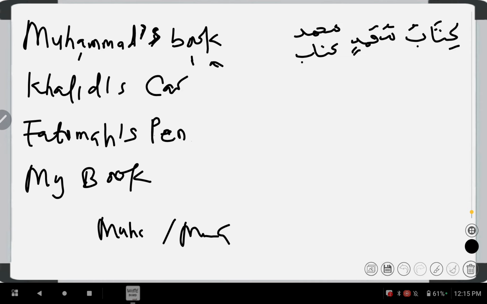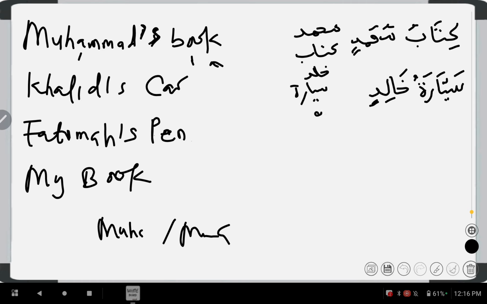Muhammad's book. Khalid, car. So we have two words here. Khalid, and we have Sayyaratun. So now in Arabic, who is the possessor? Khalid is the one possessing the car. And we want to make it one word. We don't want to say Khalid has a car. We just want Khalid's car. So in Arabic, how do we say that? We bring the possessed thing first. That is Sayyaratu, the car. Sayyaratu Khalidin. Okay.